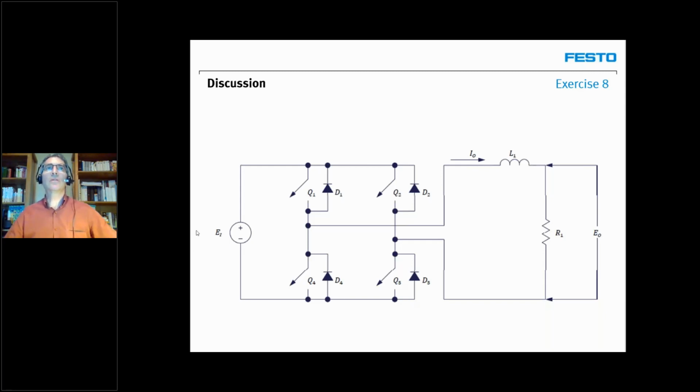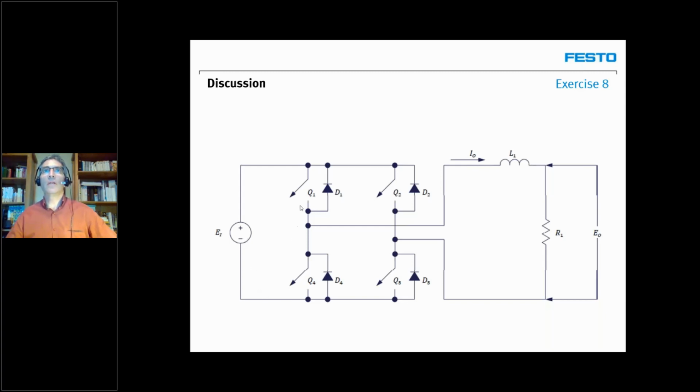Perfect. So let's look at what the current does if Q1 and Q5 are on while Q2 and Q4 are off. The current leaves the source here, goes through Q1, goes to the load here on the right, comes back through Q5 and back to the source.